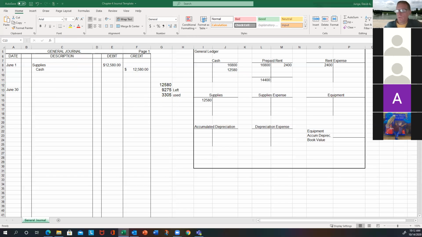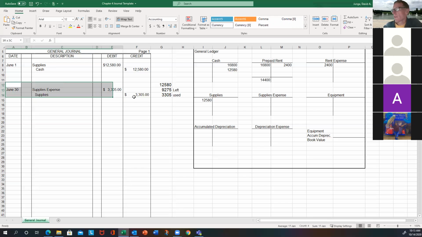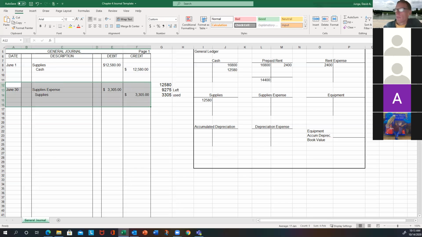So what we would do then is we would have a debit to supplies expense and a credit to supplies for $3,305. Okay, so this right here, let me just kind of highlight this in Excel. That would be the actual adjusting entry that they're going to want you to enter into the Connect assignment. I'll do that in a moment.